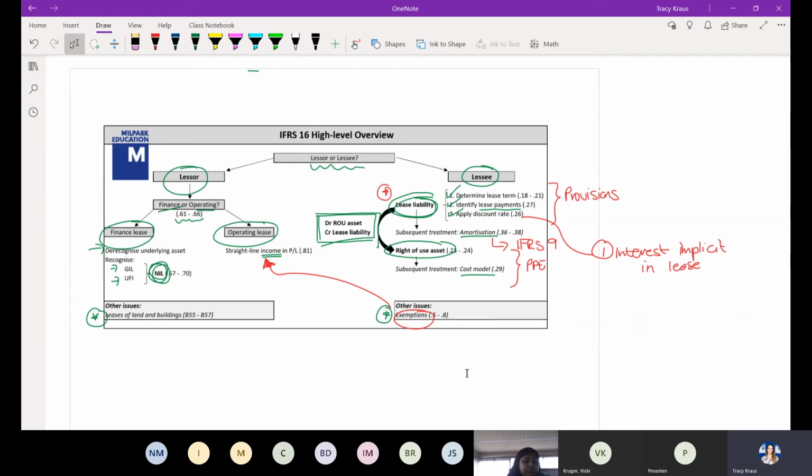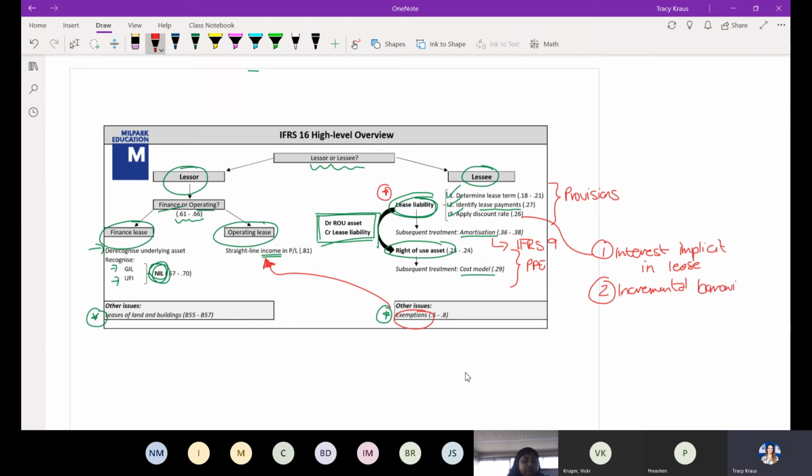Or perhaps the lessor communicates to the lessee what the unguaranteed residual value is, what they expect the asset to be worth at the end of the lease, although that's not being guaranteed by the lessee. As well as their initial direct costs. So if the lessee has the information and they can calculate the interest rate implicit in these, they must use that, okay? However, if they can't use that, and in most situations, the IASB expects that the lessee will not be able to calculate the interest rate implicit in the lease, then they use the incremental borrowing rate.